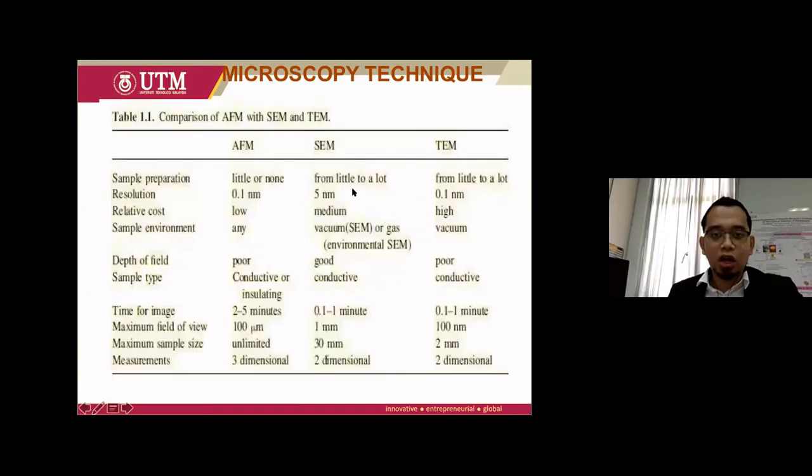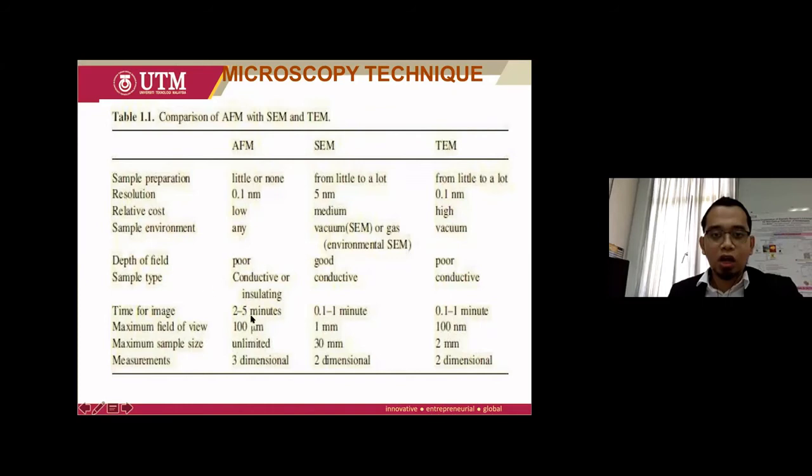So these are the comparisons between the AFM, SEM, and TEM. Sample preparation is almost none for AFM, but you have to be very careful when you use the SEM. It must be conductive, remember that, and to make it conductive, you have to coat it using a sample coater. For TEM, it must be really thin, and it must be able to disperse well on the copper grid, or else we just see a clump. All the samples must be conductive for SEM and TEM, but for AFM you can use an insulating sample.